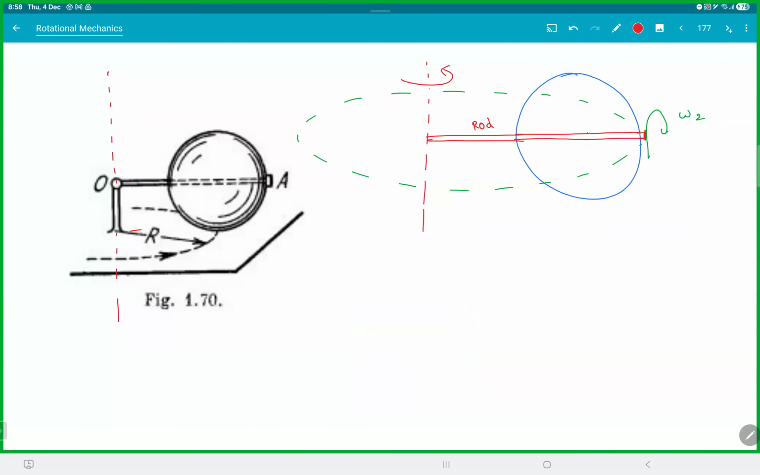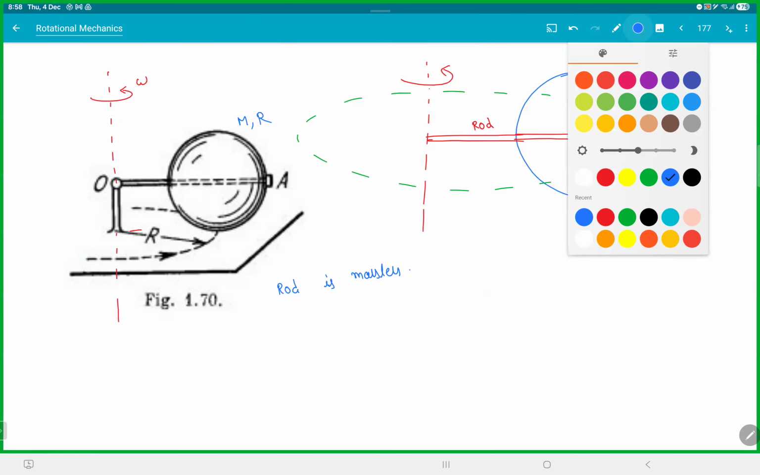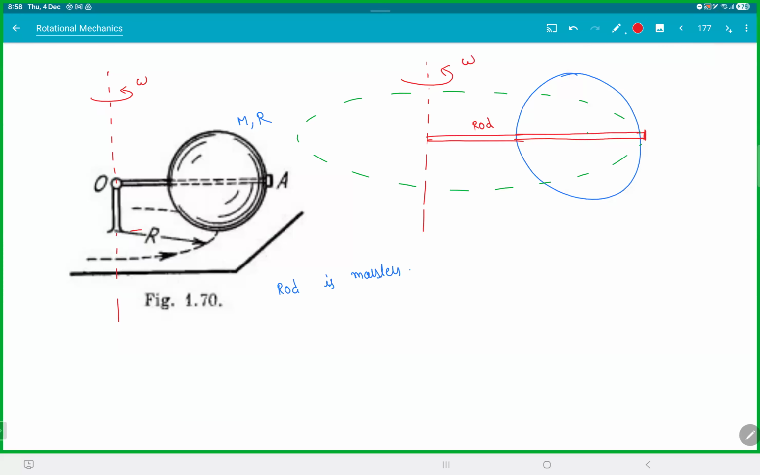So let's say this is omega. Let the mass of the sphere be m, and the radius also be r, right? And let the rod be massless. Can you find the kinetic energy of this system? Omega 2 is not given, only omega is given. So you have to find omega 2 also from omega. There is no slipping.